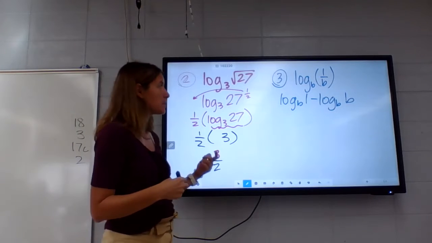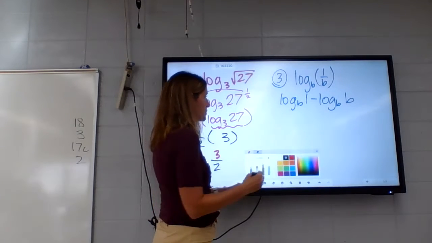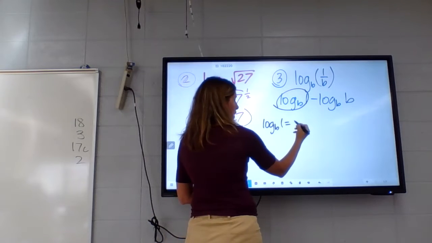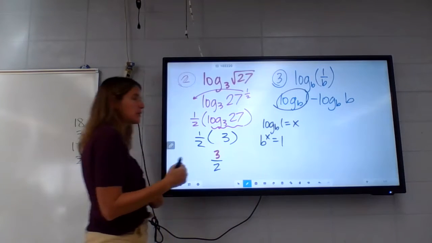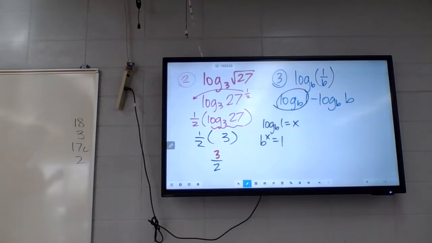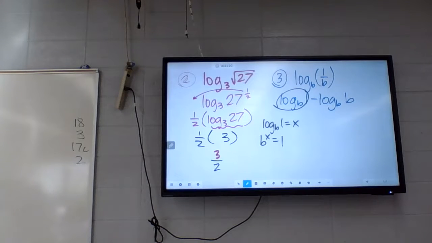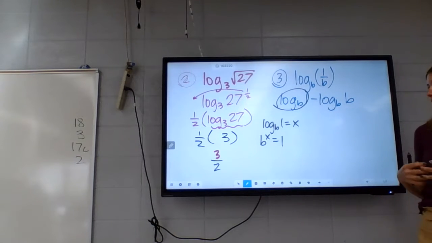Each of these can be simplified, kind of like what we did here. So I'm going to look at just this. Log base b of 1, I'm going to set that equal to x. So b to the x power equals 1. Any value raised to a certain power is going to equal 1. What's that x going to be in this case? It's always 0. So log base b of 1, basically the log of 1 of any base, is always going to equal 0.